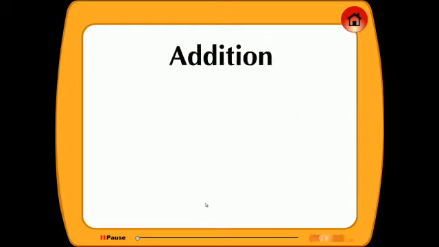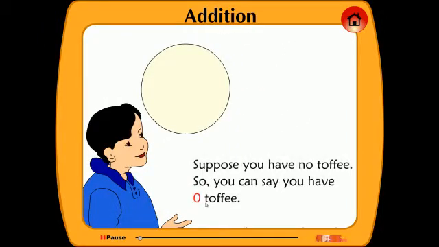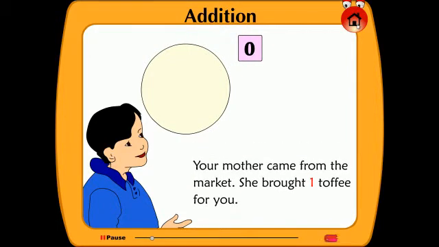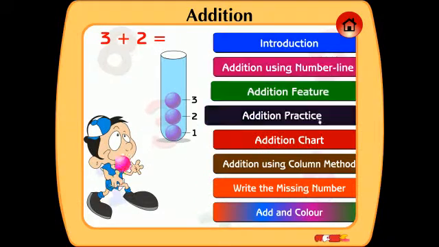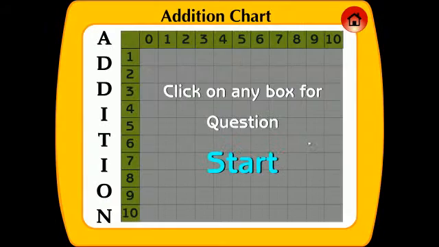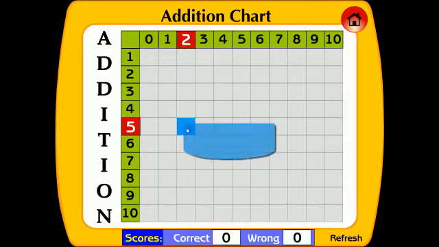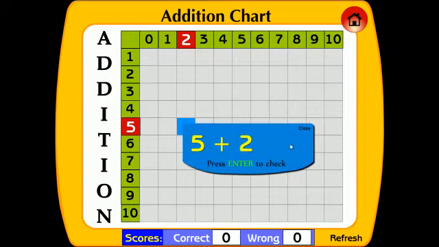Addition. Suppose you have no toffees. So you can say you have 0 toffees. Addition. Click on 5 plus 2 equals to. Correct.